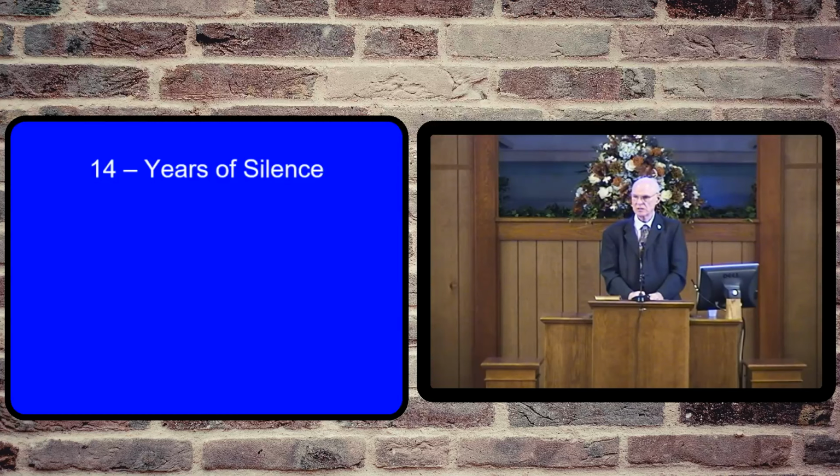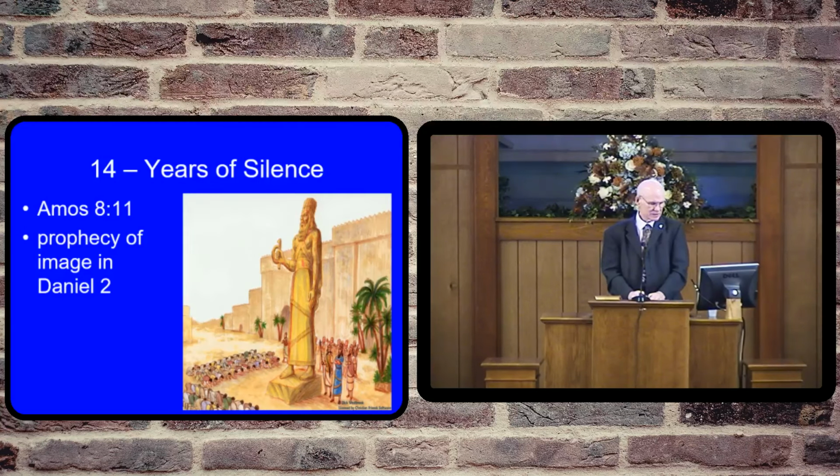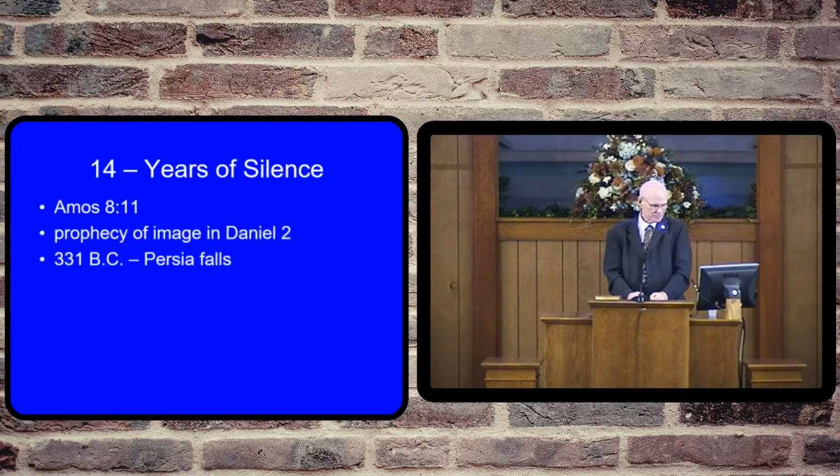That brings on what we call the years of silence, a period of time where God does not speak to his people in any recorded history that we have. Amos 8:11 is the verse that says there will be a famine from hearing the word of God. So we use the prophecy from Daniel chapter 2 to look at the kingdoms that will come into play during this silent time. We already had Babylon and the Medo-Persians. We'll have the Greeks and the Romans. That's prophesied in Daniel chapter 2.